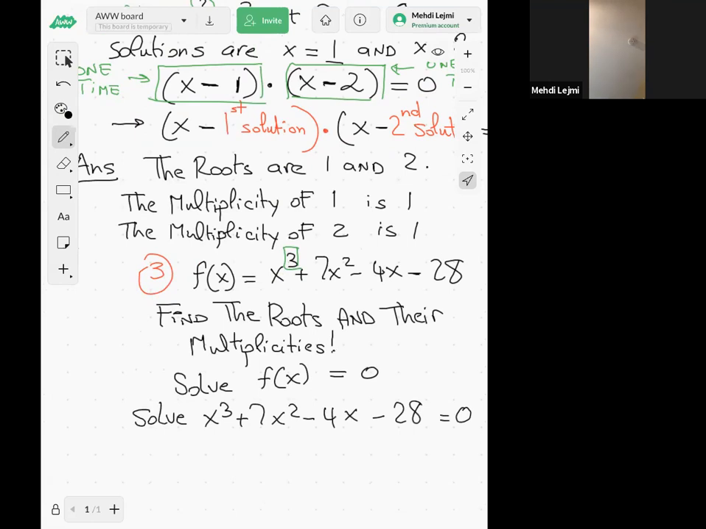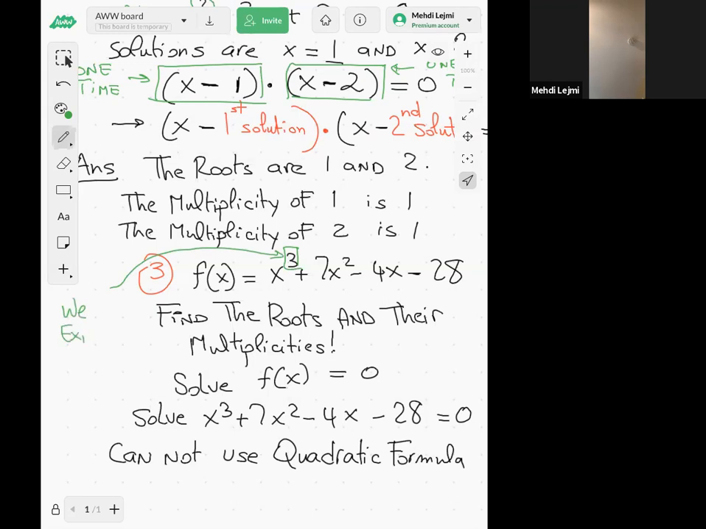So here there's a problem. It's not quadratic, so we cannot use the quadratic formula, because it's a cube here. Now, because the degree is 3, we expect to have 3 solutions.